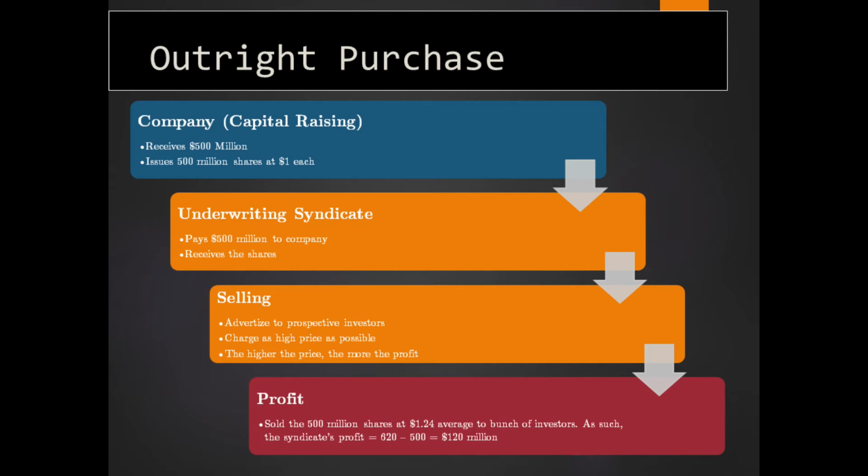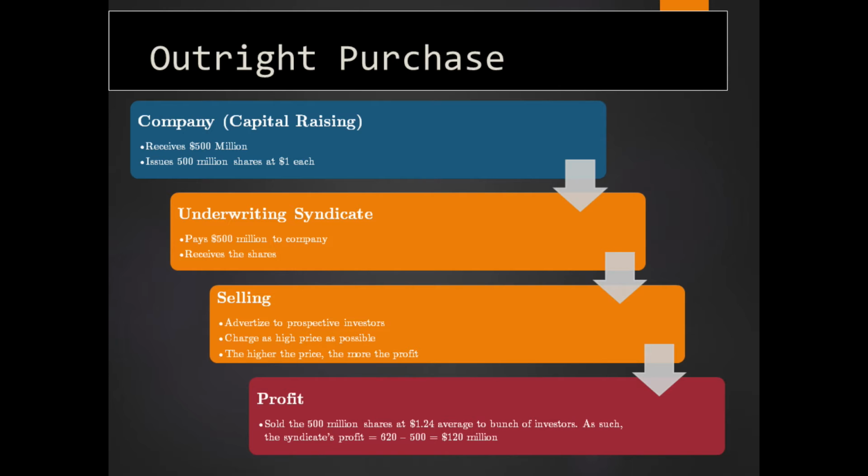On the other hand, in the case of an outright purchase, there are no fees that are charged. The underwriter or the syndicate buys the entire amount of shares from the company. Why, you might ask? Well, the syndicate will give $500 million to the company and buy the shares themselves. Then, they will aggressively advertise those shares and the company's prospectus or prospects to the investors and try to sell them at a price as high as possible. And whatever the difference is, that is their profit. If this is unclear to you, let's try an example.